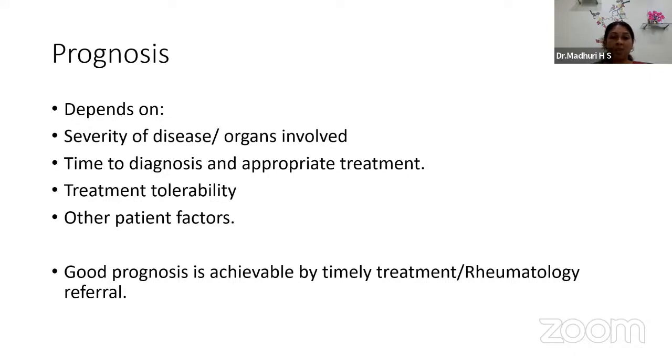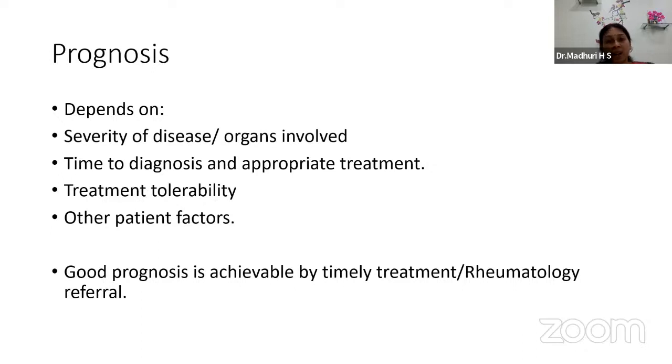Then the time to diagnosis and appropriate treatment. This is one aspect which we can change. The severity is not in our hands. So the time to diagnosis should be as minimal as possible. The patients should be a little aware so that they reach the right doctor, or at least the referral system should be good, so that the patient lands up in the correct treating center. Then treatment tolerability and compliance is the next aspect of importance.